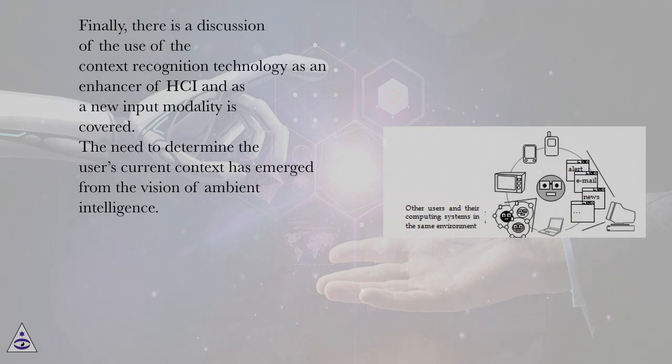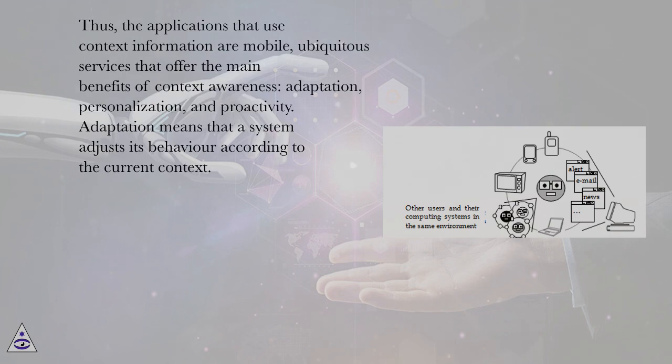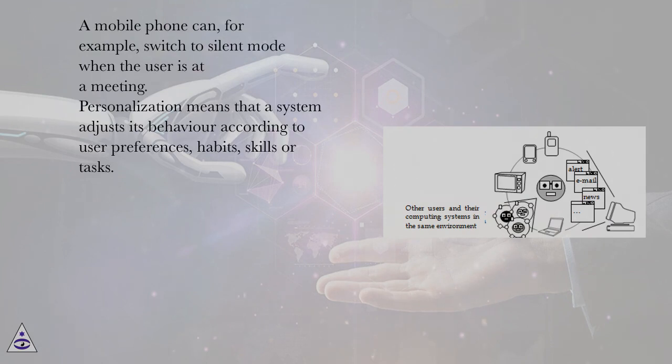The need to determine the user's current context has emerged from the vision of ambient intelligence. Thus, the applications that use context information are mobile, ubiquitous services that offer the main benefits of context awareness: adaptation, personalization, and proactivity. Adaptation means that a system adjusts its behavior according to the current context. A mobile phone can, for example, switch to silent mode when the user is at a meeting.